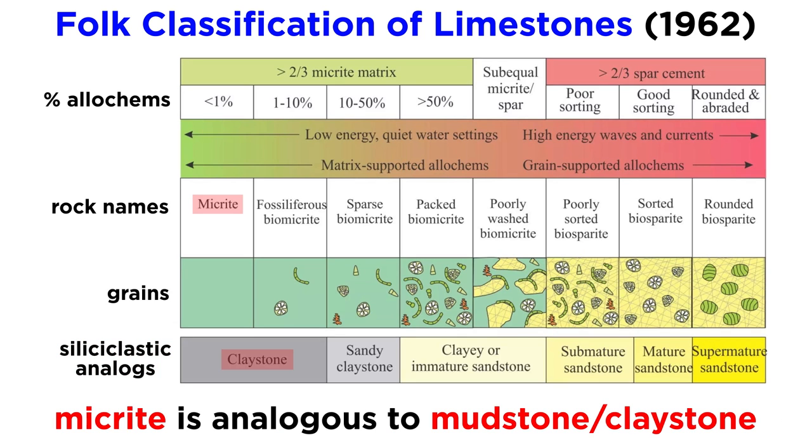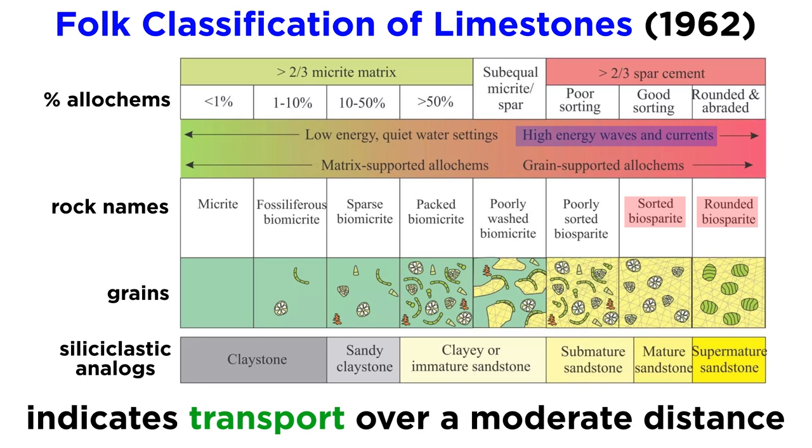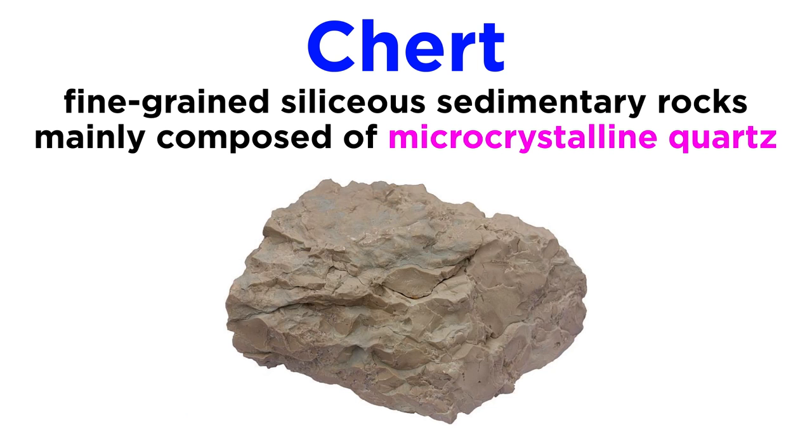Rocks consisting of carbonate mud are analogous to siliciclastic mudstones, requiring calm waters to be deposited. A limestone consisting of rounded and sorted skeletal fragments would be interpreted to have formed in a high-energy environment, such as a wave-agitated shoreline. Furthermore, the rounded and sorted nature of the grains indicates that the sediment has been transported a moderate distance. Before moving on, there is one more type of biogenic rock to discuss, which is called chert.